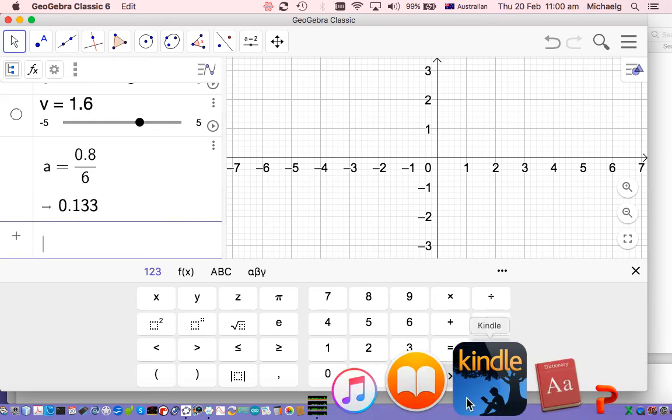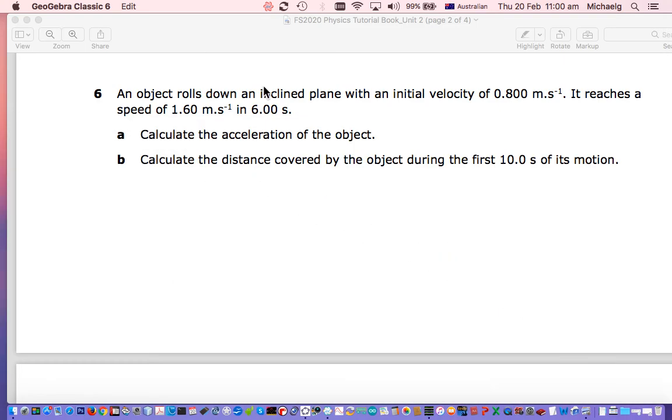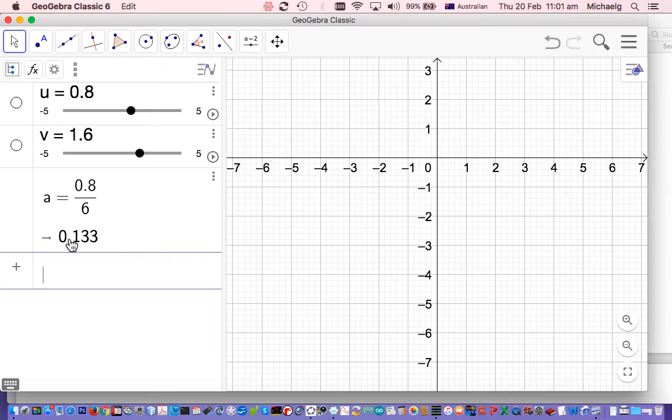Okay, so we've got our V, U, and our A. That's our answer for the acceleration of our object. It's accelerating at 0.133 meters per second squared. I'm happy with that because that's to 3 significant figures, because we don't count the 0 at the front.